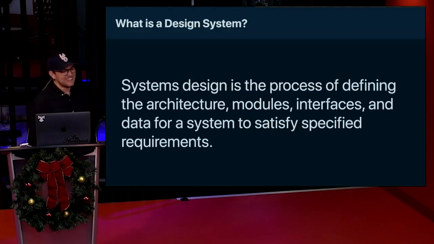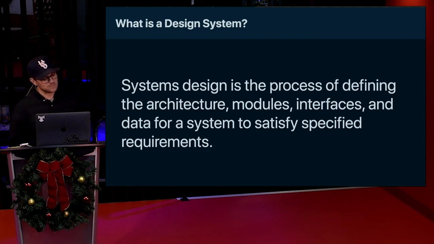So what is a design system? The official definition on Wikipedia is: systems design is the process of defining the architecture, modules, interfaces, and data for a system to satisfy specified requirements. So how does that apply to design systems or being on a design team? How can we use these principles throughout our applications and our UIs?